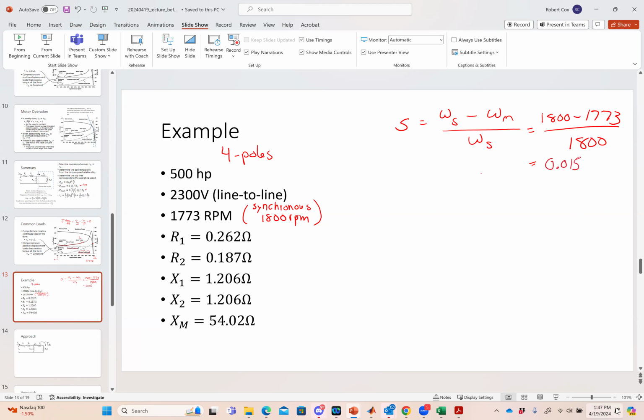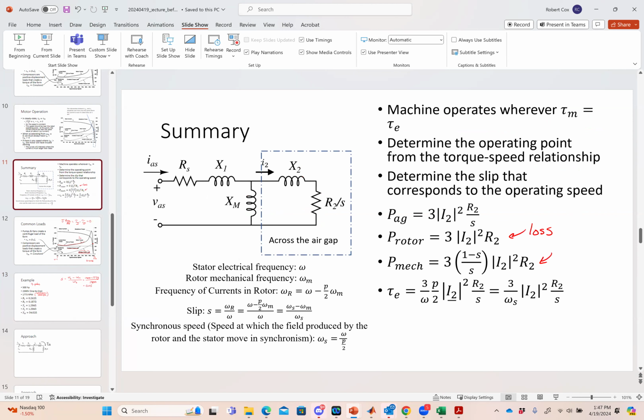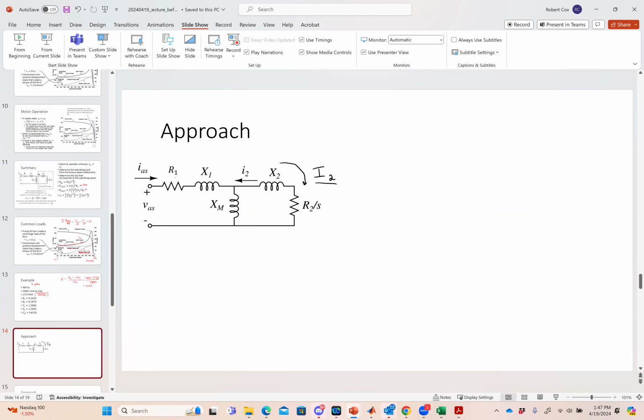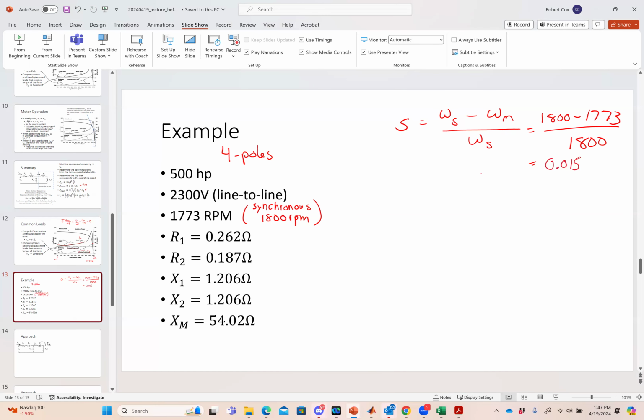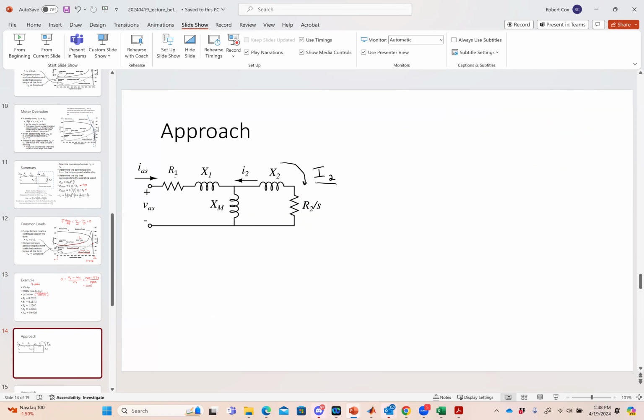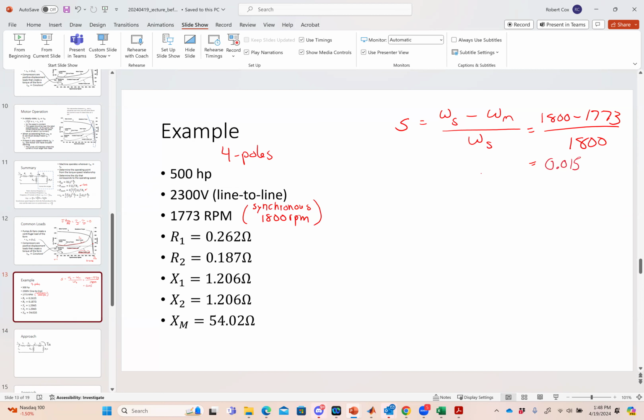All right, so then what do I do with this information once I have it? Well, I go to the circuit model, right? So I say 2300 volts line to line. The circuit model that I created was not line to line, but line to neutral. We always create line to neutral circuit models. So if I've got a line to neutral circuit, it looks like that picture right there, right? So if 2300 volts is my line to line voltage, what is VAS?